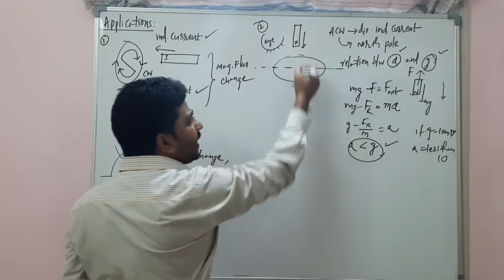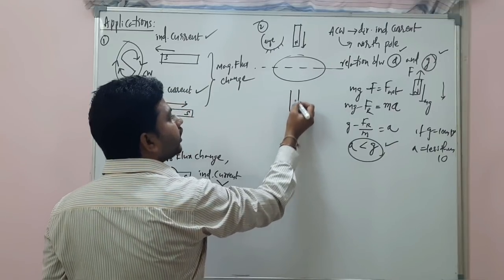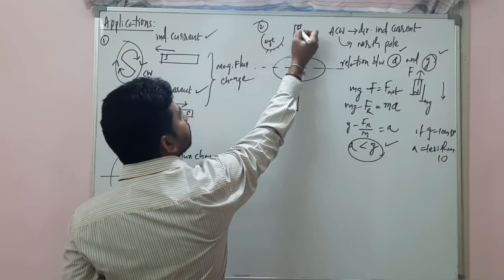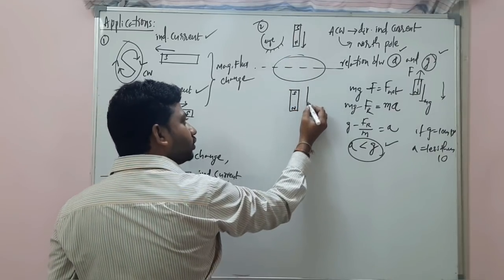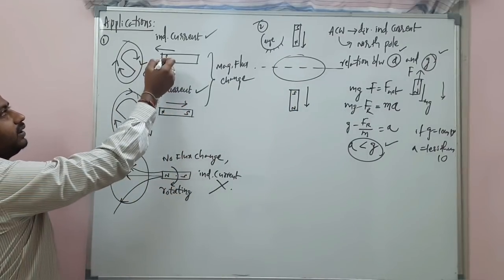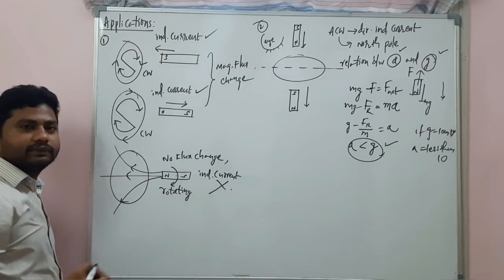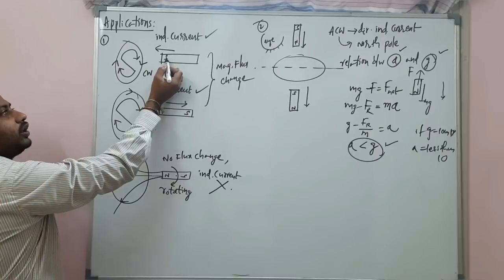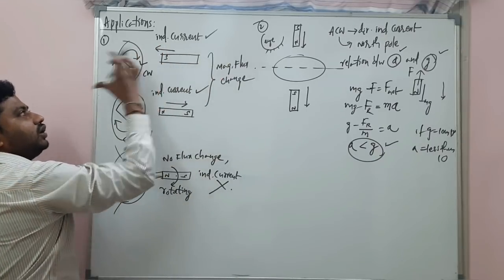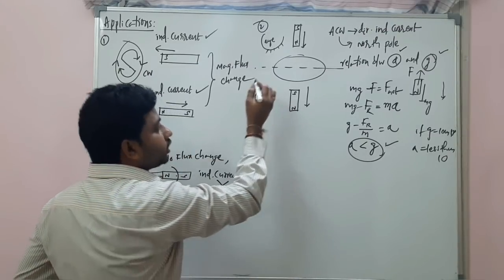Imagine the magnet is passed through the coil. After passing through the coil, what happens? This is your north pole, and this is your south pole. Now the south pole is moving away from the coil. See the condition: here the south pole is moving towards the coil. When the south pole is moving towards the coil, a south pole is formed. When the south pole is moving away from the coil, a north pole will be formed, when we are looking from the bottom.